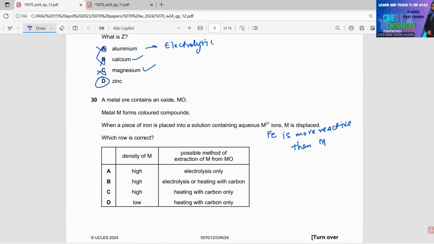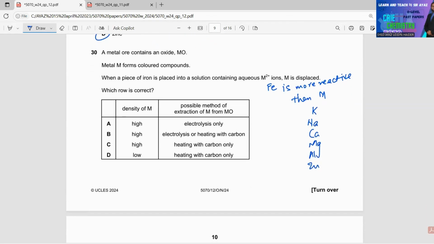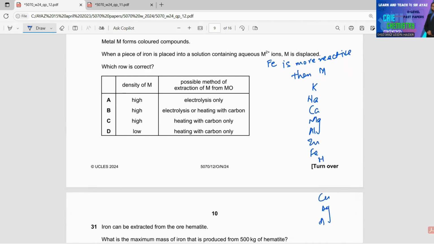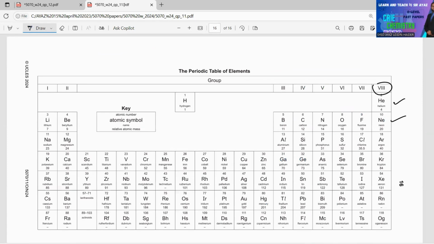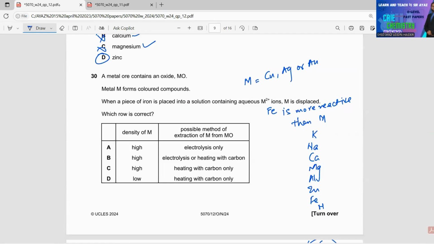So what about the position of M? If you recall the reactivity series, this is a small part of the series. So M can be one of these, either Cu, Ag, or Au. Now, what about the density of M? Will it be higher than iron? Let's look at the AR of iron, 56. Copper, 64, it's higher. What about silver? It's also higher. Gold is also higher. So that's for sure the density of M must be high.